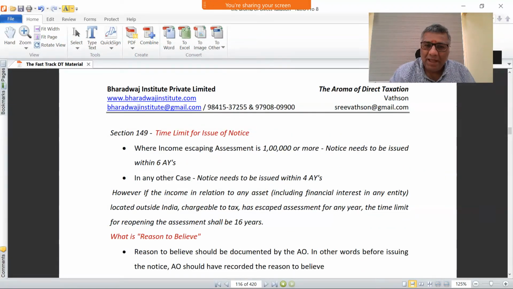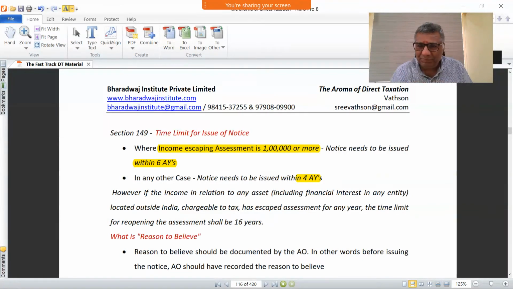Time limit: where the income escaping assessment is 1 lakh or more, 6 years. Less than 1 lakh, 4 years only. For foreign assets, 16 years. Okay? For foreign assets, 16 years. This is the time limit.